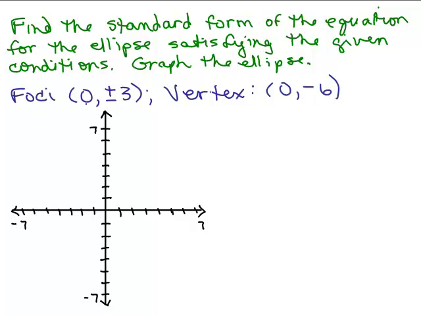So the foci are at 0, plus or minus 3. I'm just going to note that those happen to be on the y-axis, right? So those are the foci. This is not part of the graph, right? So we have focus 1 and focus 2, which means the major axis is on the y-axis.